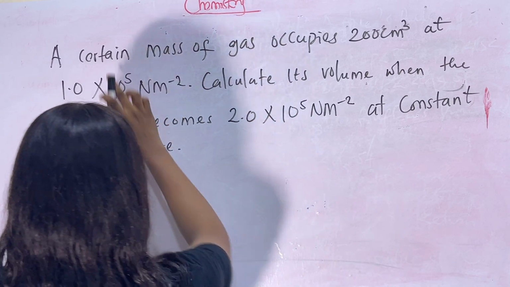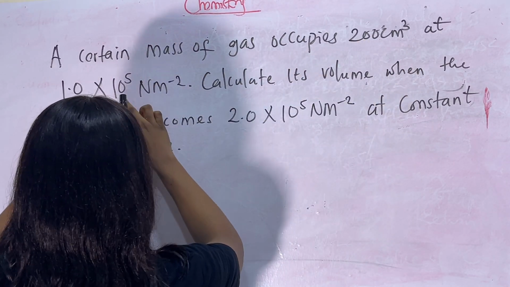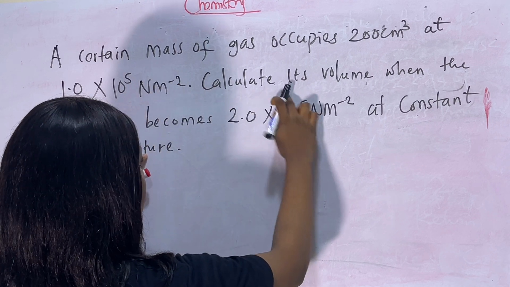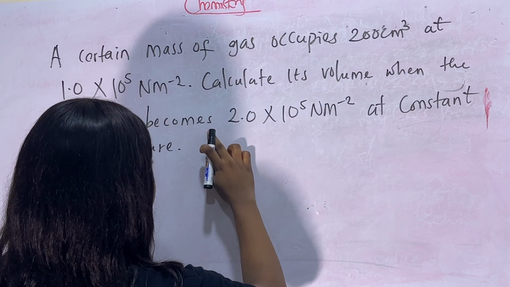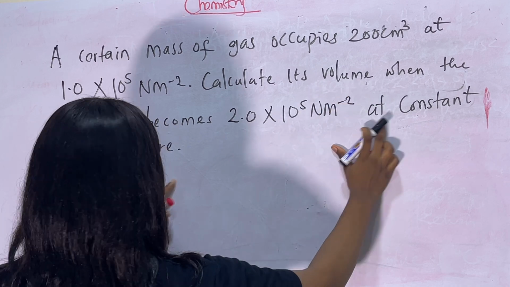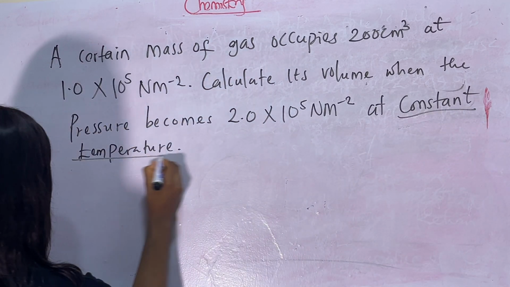This question says a certain mass of gas occupies 200 cm³ at 1.0 × 10^5 Newton per meter square. Calculate its volume when the pressure becomes 2.0 × 10^5 Newton per meter square at constant temperature. Now, this is at constant temperature.